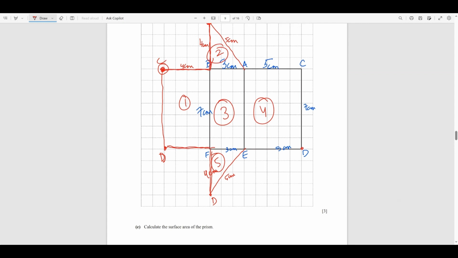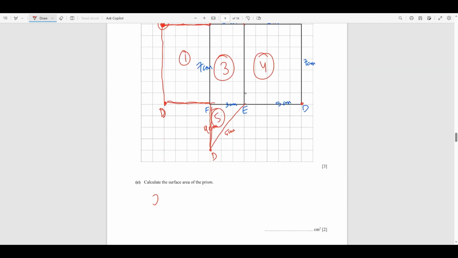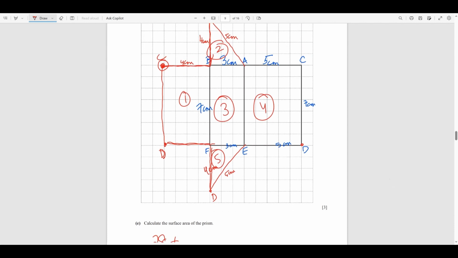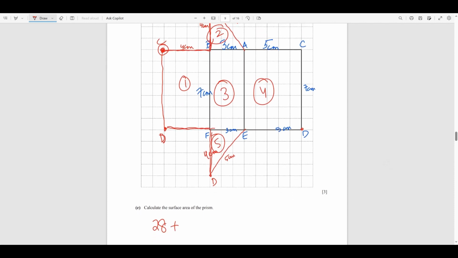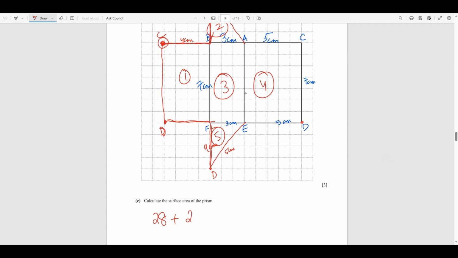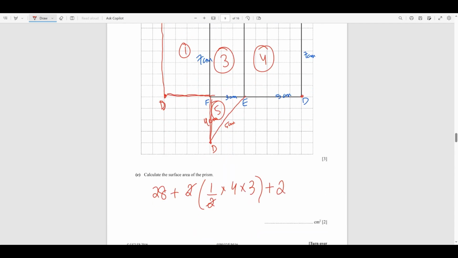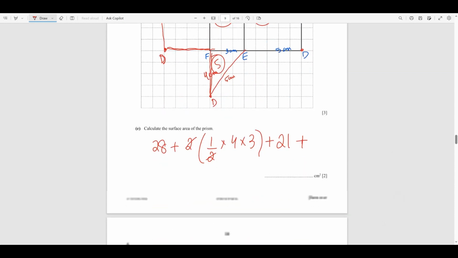So for shape number 1, it's 4 by 7, so it's 28. For shape number 2, it's a triangle ABC, so 1/2 times 4 times 3, and because these are two triangles, it's the same thing. And then we have rectangle 3, which is 21. And then we have rectangle 4, which is 35. 5 times 7 is 35, right? 96 centimeters squared is the answer.